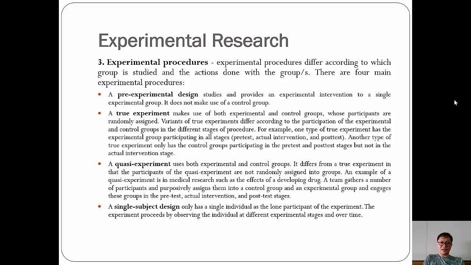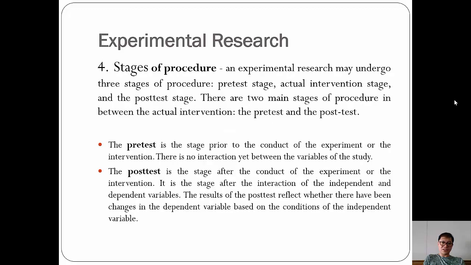A single subject design only has a single individual as the lone participant of the experiment. The experiment proceeds by observing the individual at different experimental stages and over time. Okay? So, that is experimental research. Stages of procedures. An experimental research may undergo three stages of procedures: pre-test stage, actual intervention stage, and the post-test stage. There are two main stages of procedures in between the actual intervention: the pre-test and the post-test.